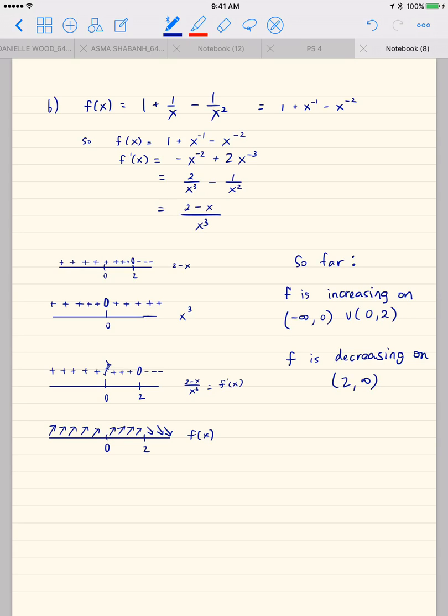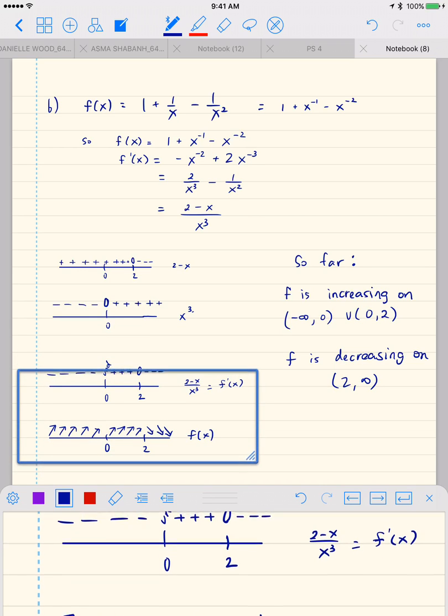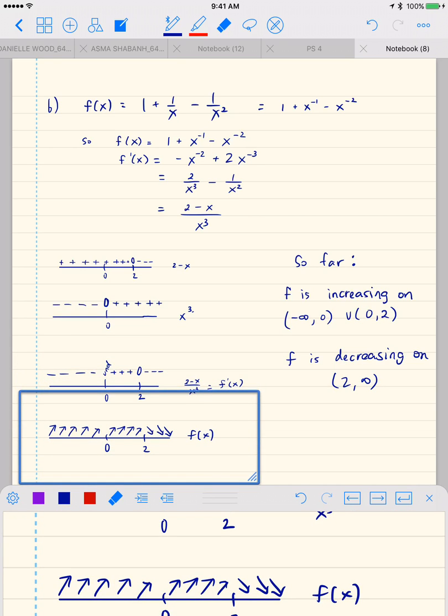Oh, you know what? I made a mistake. Because x cubed is positive here, and x cubed is negative when x is negative. So that should be negative. Now, that's going to impact my f prime. So my f prime is going to be negative on this interval. And my f is not going to be increasing. It'll be decreasing.